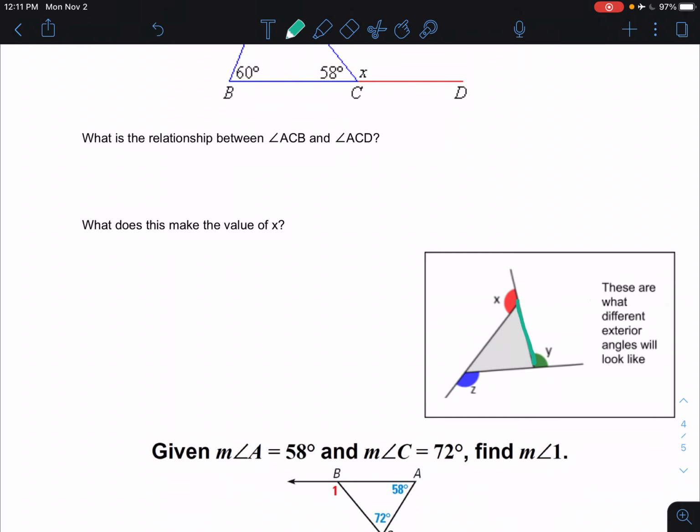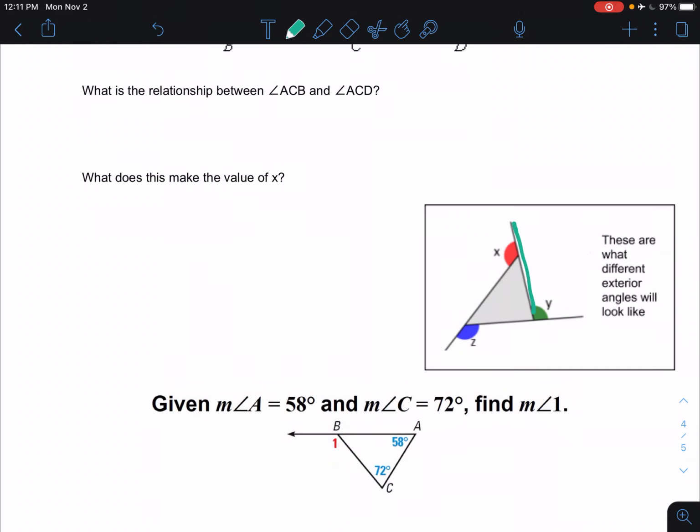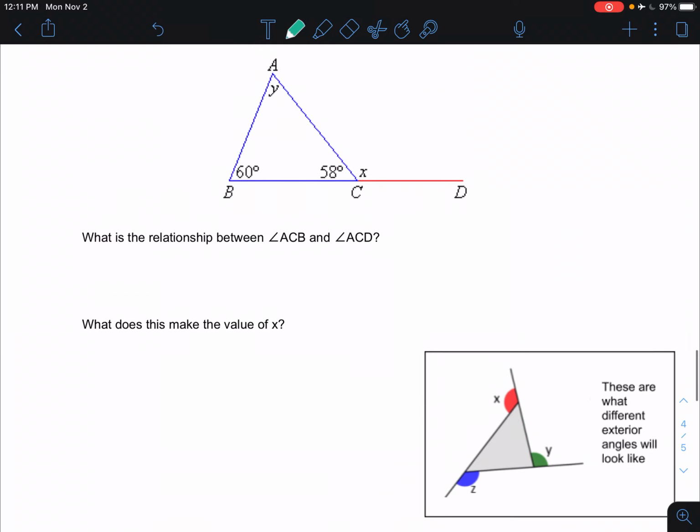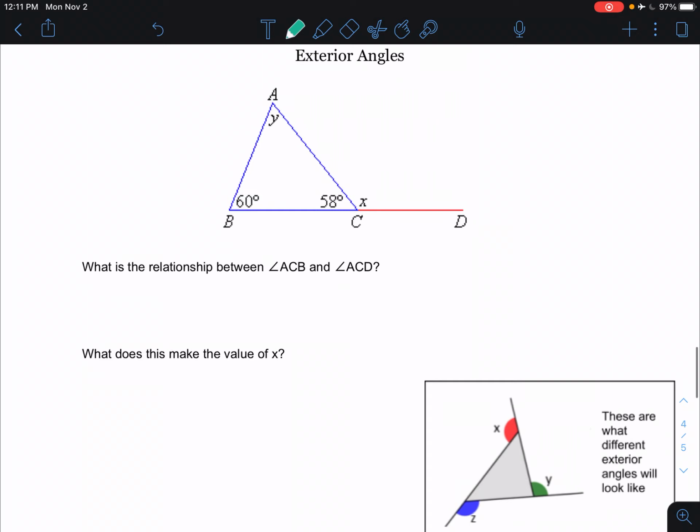If you extend each side of a triangle, you end up getting three different exterior angles. So let's talk about what makes these exterior angles special. If I look at this blue triangle, I see two angle measurements. Now since I have two angle measurements in a triangle, that means I can find out my third one. So let's see how much I have so far.